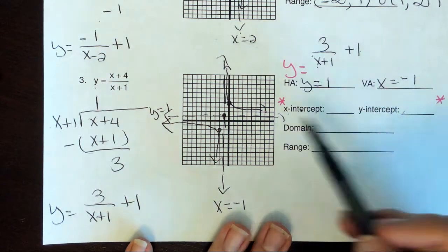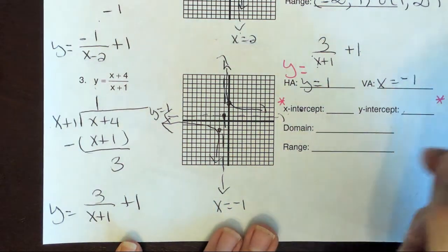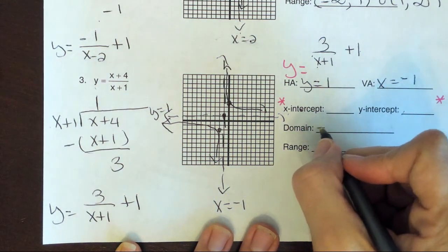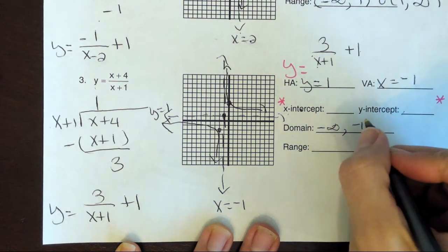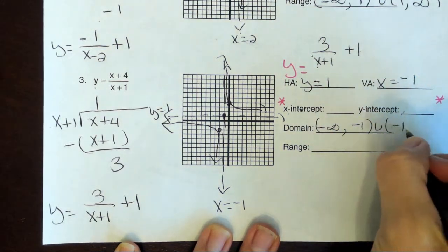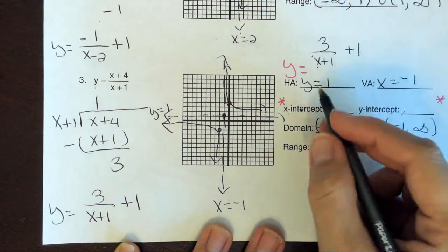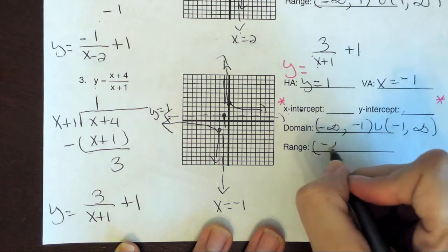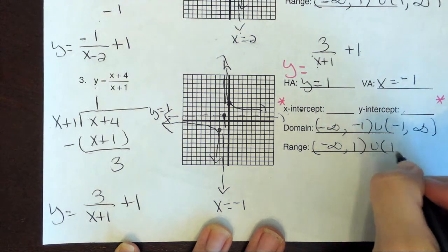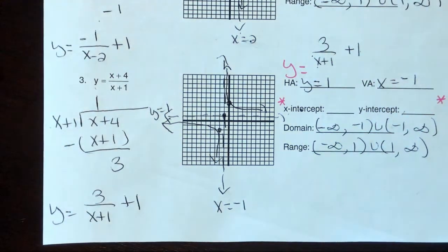I'm going to come back to the x and y intercepts in just a second. My domain is going to go from negative infinity to negative 1, and from negative 1 to infinity. My range, I'm going to go back and look at my horizontal asymptote again. It's going to go from negative infinity to positive 1, and from 1 to positive infinity.